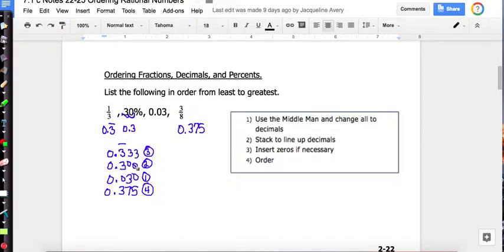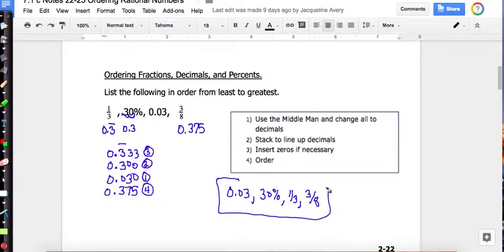So here, it was the third one, so it's 3/100. Then the second one was 30%. The third one was 1/3. And finally, 3/8 was the last one. So I'm going to box it in here. And there's my answer. Okay, moving right along, turn the page.